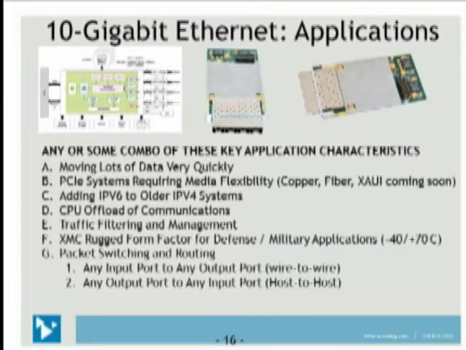Okay, now we've got all of that technical detail stuff. What we're going to do is talk a little bit about some of the applications where 10 gigabit Ethernet makes its presence very, very well known. We talked about a little bit of this earlier, but I listed a couple of things below, and any one or any combination of these key application characteristics would dictate using the 10 gigabit Ethernet cards, such as the XMC-6280: moving lots of data very quickly, and PCIe systems requiring media flexibility, copper, fiber, or a combination of them.